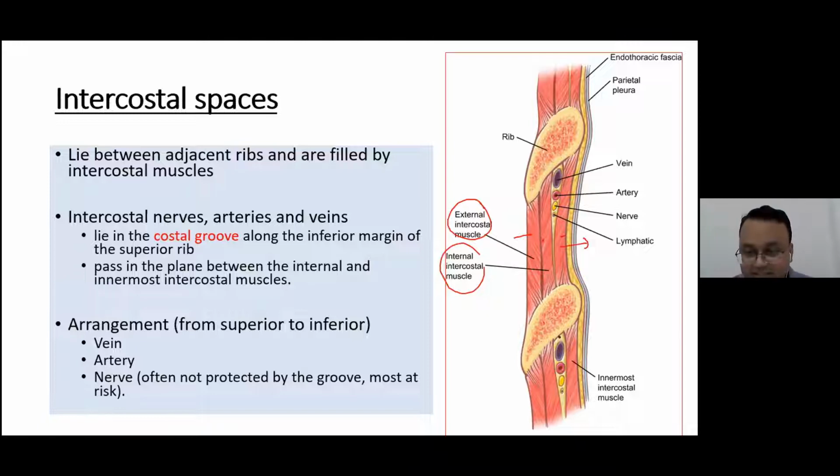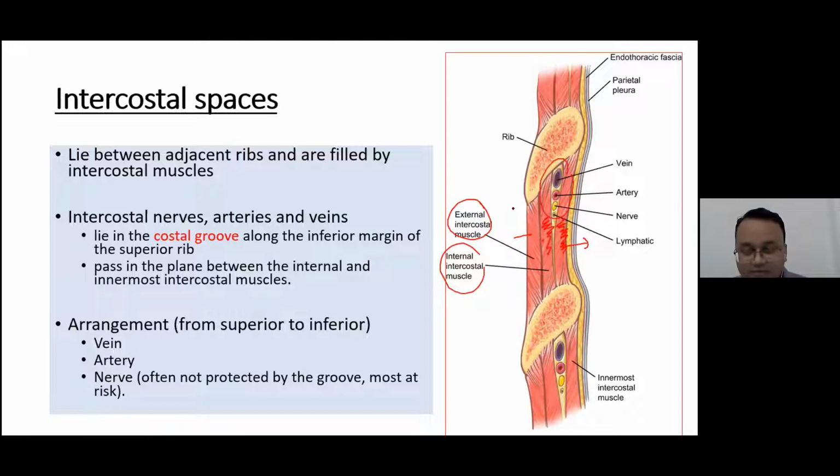So the name suggests it is the innermost intercostal muscle. So three flat muscles occupying this space. And I would like to bring your attention between the internal intercostal and innermost intercostal. This is where you can find the neuromuscular bundle.